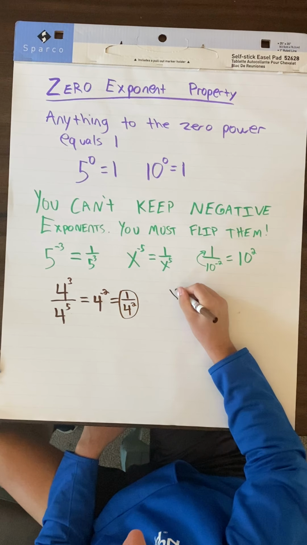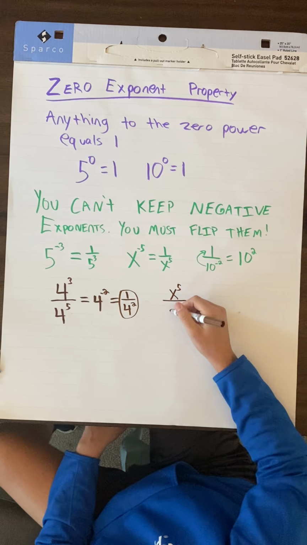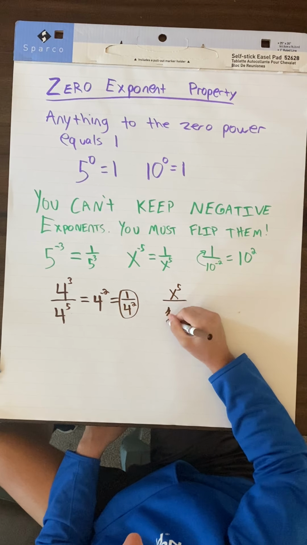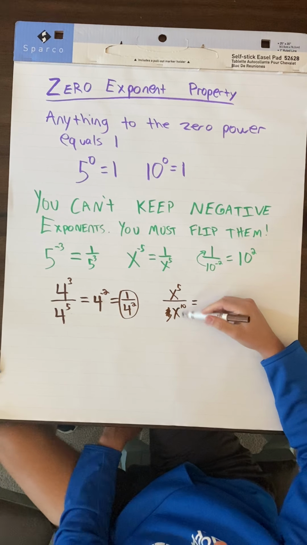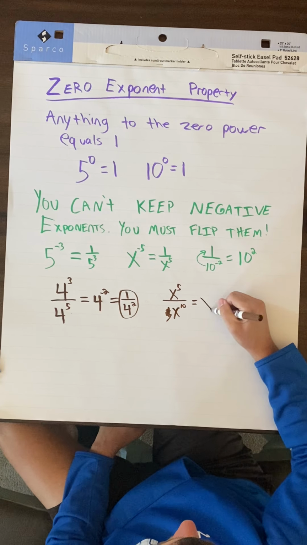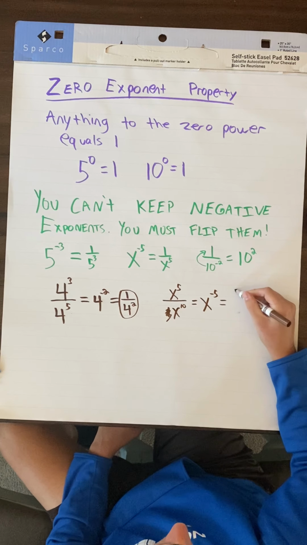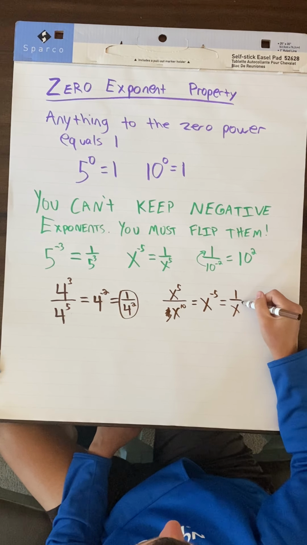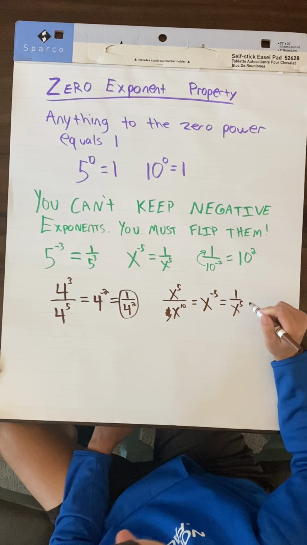Let's do another one. X to the fifth power over x to the 10th power. Same base in a fraction. So we're going to subtract. 5 minus 10 is negative 5. We can't have the negative exponent, so it's going to be 1 over x to the fifth power.